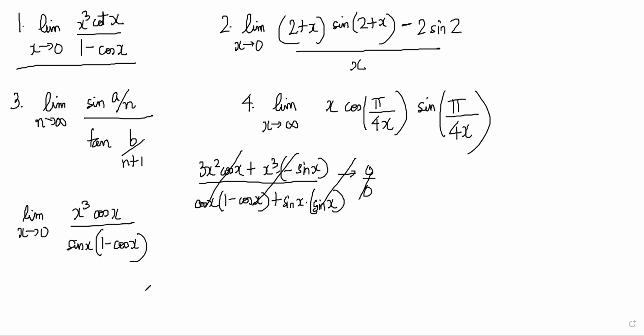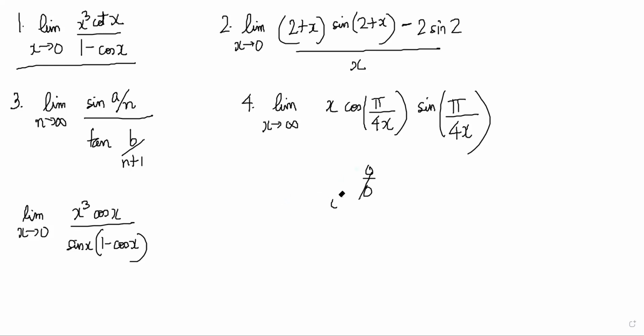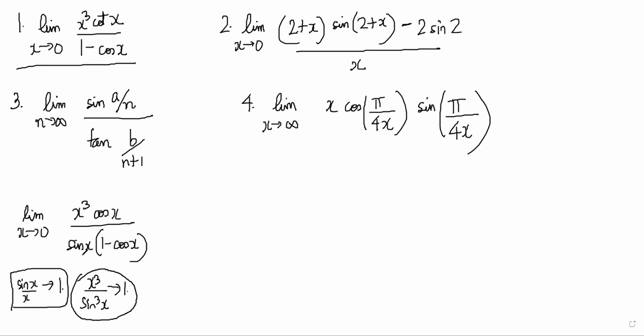Here, instead of that, notice that there is an x cube on top and there is one sine x here, right? So I know sine x by x, limit x tends to 0, will be 1. So I also know that x cube by sine cube x would also have been 1, sine x by x whole cube. So if I can get a sine cube x somehow, it will be nice, because then this part will be sorted out, right?